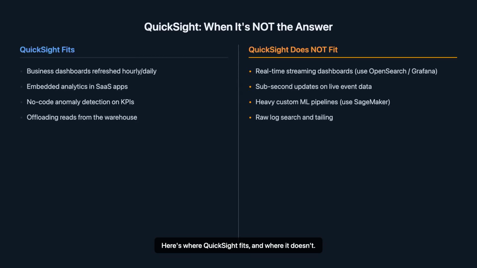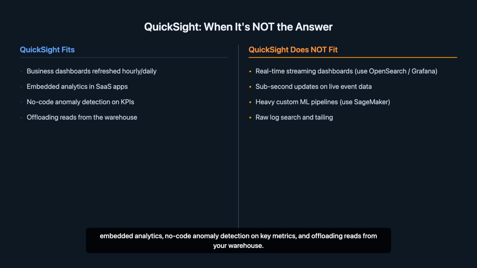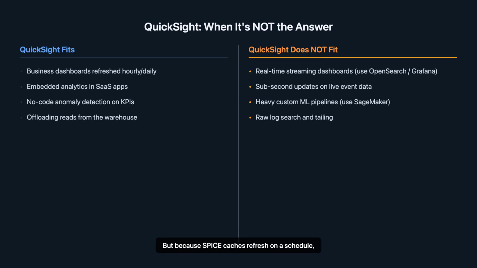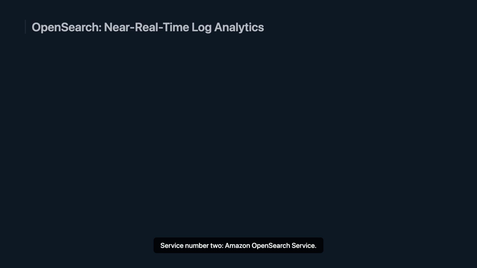Here's where QuickSight fits and where it doesn't. It's perfect for business dashboards refreshed hourly or daily, embedded analytics, no-code anomaly detection on key metrics, and offloading reads from your warehouse. But because SPICE caches refresh on a schedule, QuickSight is the wrong pick for real-time streaming dashboards. For that, reach for OpenSearch or managed Grafana. It's also not the answer for heavy custom machine learning pipelines, where SageMaker wins, or for raw log search and tailing. Service number 2, Amazon OpenSearch Service.